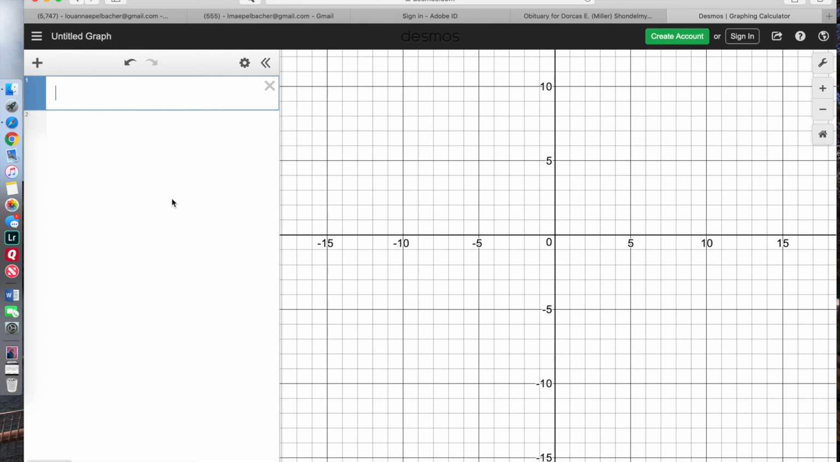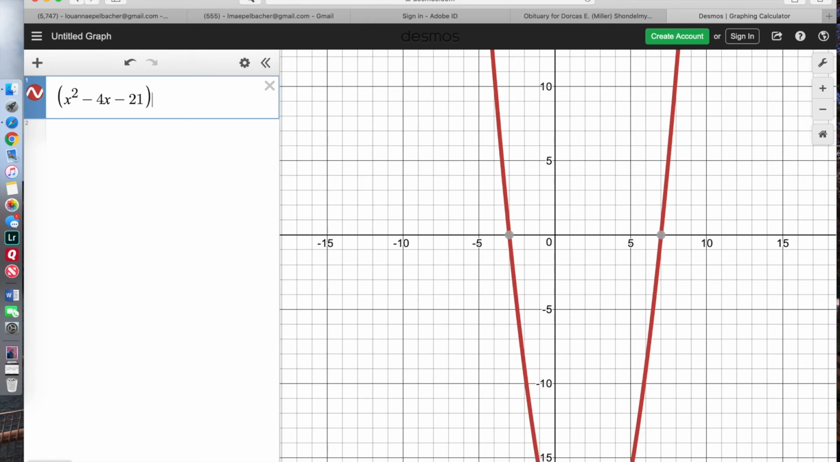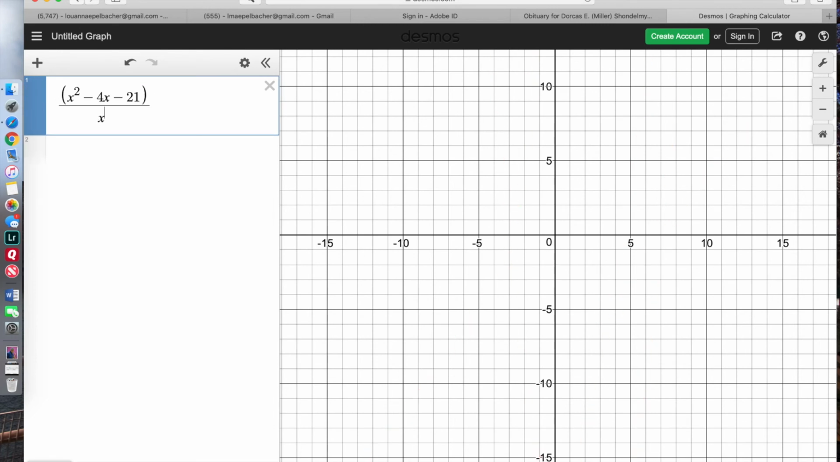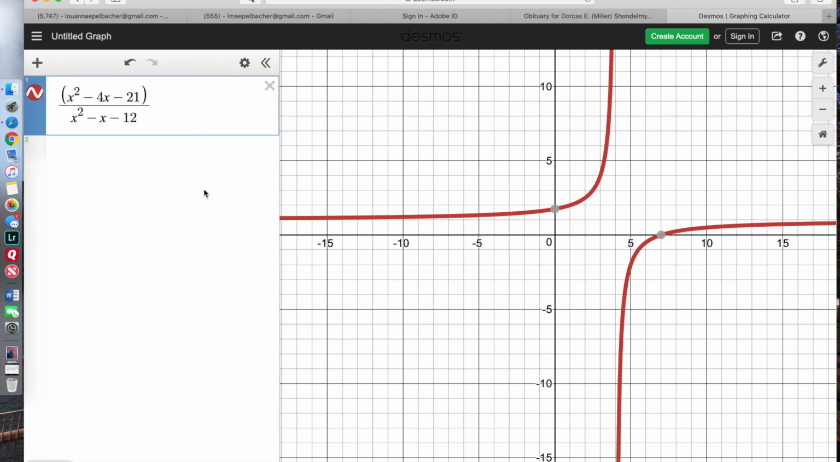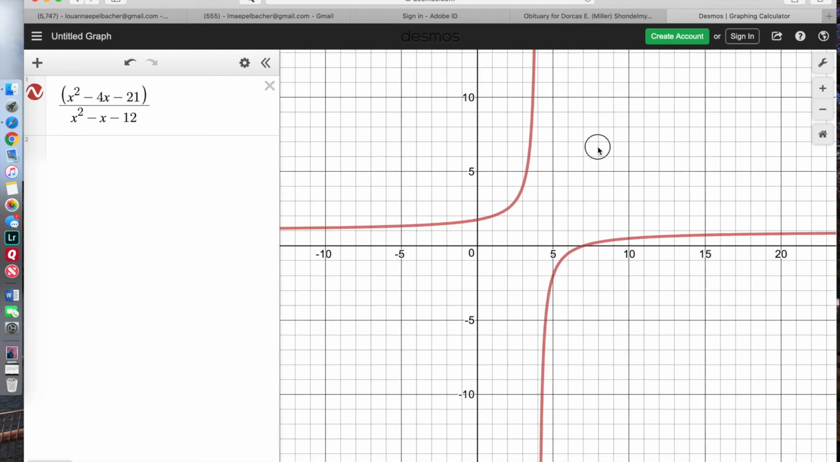This is number 19C, and remember that if your numerator has multiple terms, you need to put parentheses just around the numerator. So we've got (x squared minus 4x minus 21) over x squared minus x minus 12. And it may bother you that they both don't have parentheses, and it doesn't matter. You can go ahead and put parentheses around the denominator if you want, but they're not necessary.